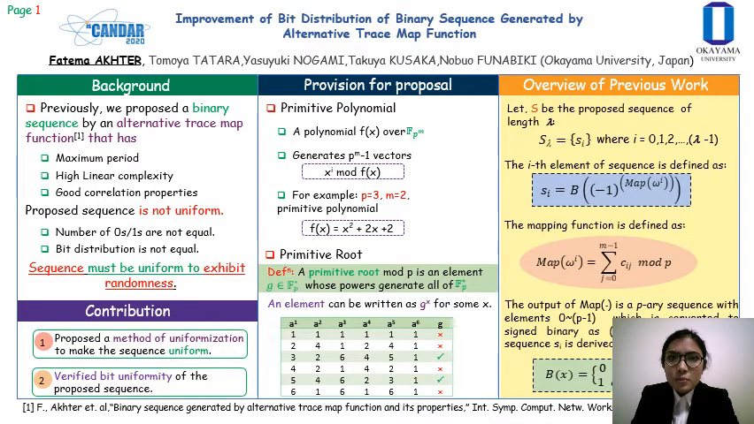I'm here to present my research entitled Improvement of Bit Distribution of Binary Sequence Generated by Alternative Tracemap Function, supervised by Professor Yasuyuki Nogami. My presentation is divided into 7 sections. I'm going to start with background and contribution.